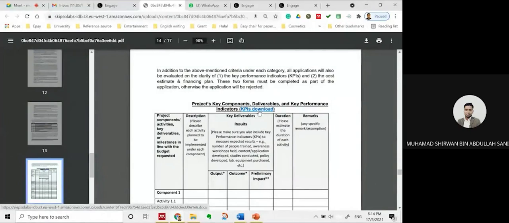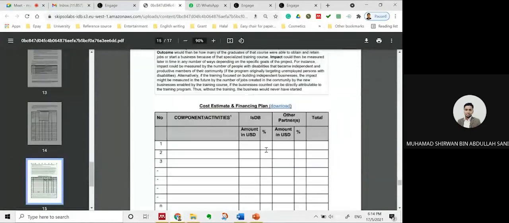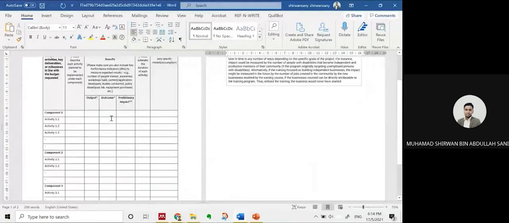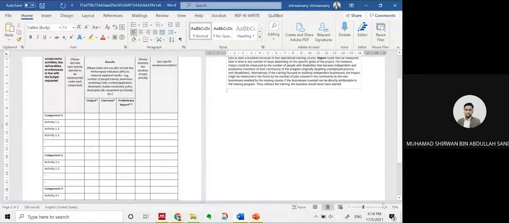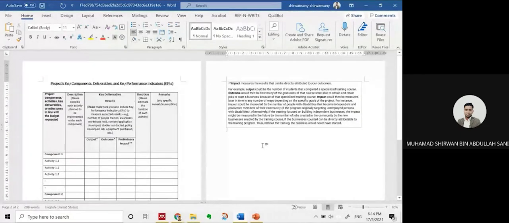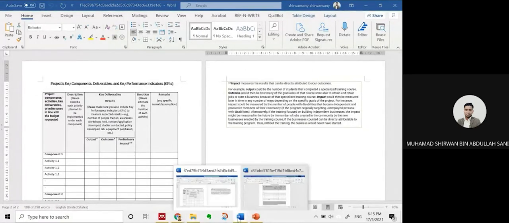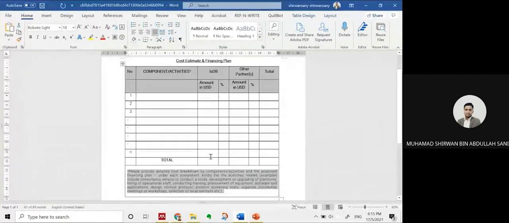You can download here, and also another one, the cost estimate and financing plan. So this is the template. So fill in this template. The good thing is this template has been improved compared to my session in 2019. They even show you the definition of this, how to fill in this table. Yeah, you are very lucky because they provide you detailed information.